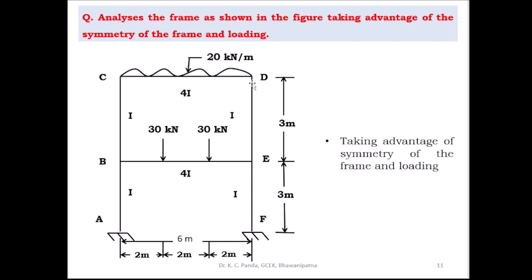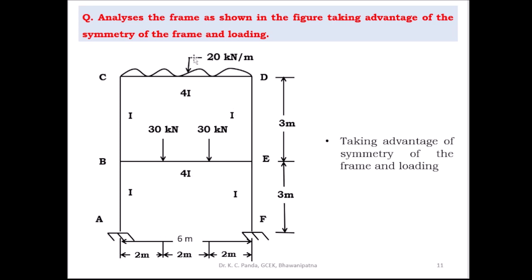The span of the horizontal member is given as 6 meter, and the height of the vertical members AB and BC is given as 3 meter. The moment of inertia of the vertical member is I, and the moment of inertia of the horizontal member is 4I.